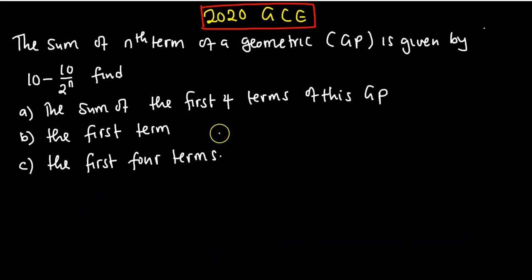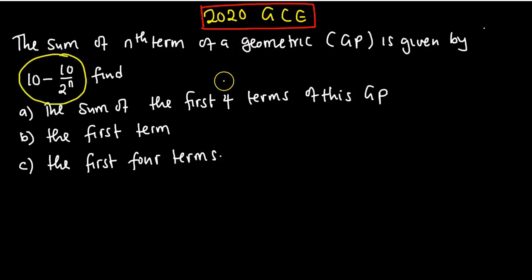Okay, so let us now do the 2020 GCE. The sum of the nth term of the geometric progression, that is GP, is given by this one. Find the sum of the first 4 terms of this GP. Now, this is a geometric progression. Look at what we are given. We are given already that the sum is right here.